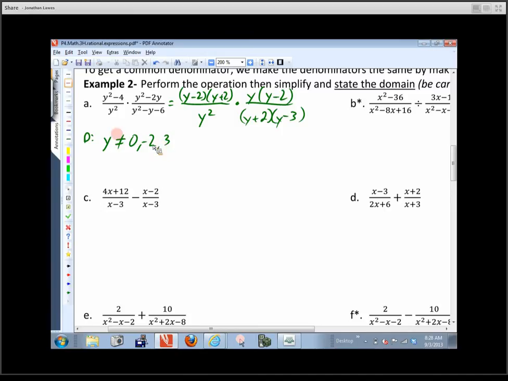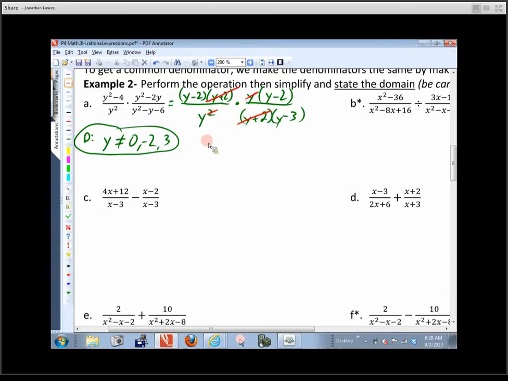Plus 3. Okay, so there's the domain. And then let's start canceling common factors. I can cancel off a y plus 2 with a y plus 2. I can cancel off a y with one of those y's. And then I want to write down what's left.